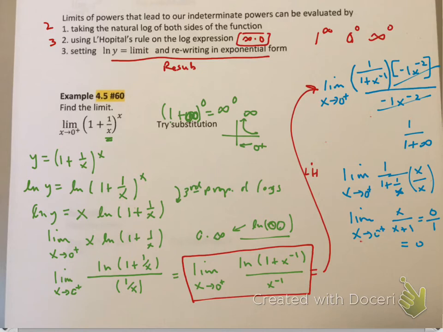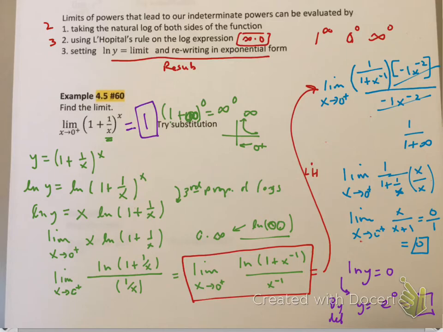So lo and behold, we got this answer, but I have to resubstitute. You cannot stop there. So let's see, I guess I need another color. So when I resubstitute, I have the natural log of y is equal to 0. By definition of a logarithm, this is y is equal to e to the 0 power, which is equal to 1. So this whole expression is equal to 1.